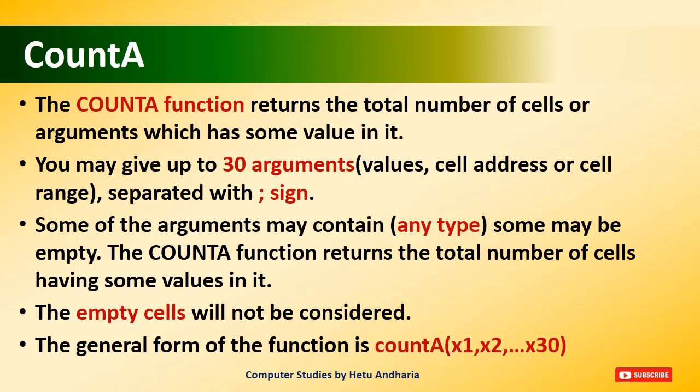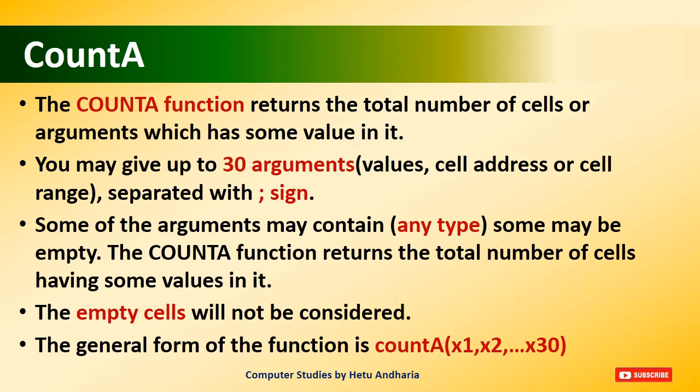The CountA function returns the total number of cells or arguments which have some value in them, as I told you just now. You may give up to 30 arguments like all other functions. The argument could be a value, cell address or cell range. Generally we take the cell range. Here it is to be noted that if you take different cell ranges, you have to separate them by a semicolon sign. Some of the arguments may contain any type, meaning some may be empty.